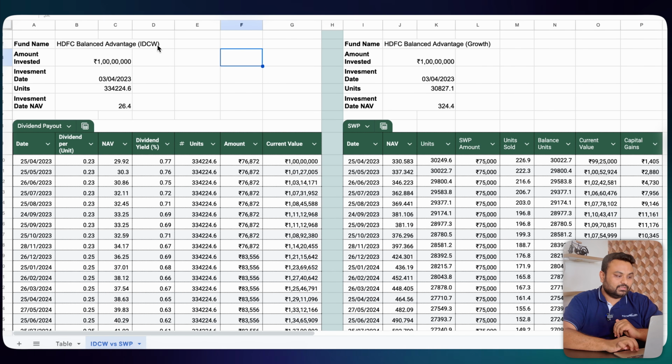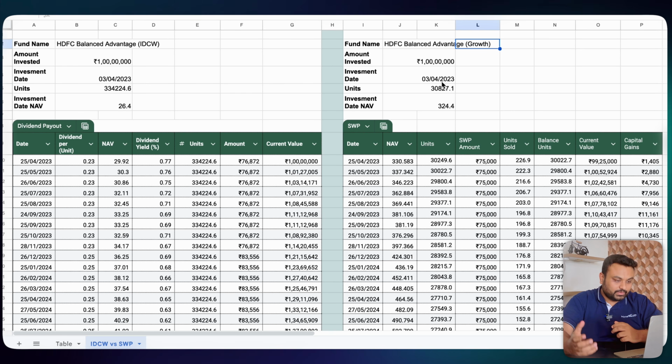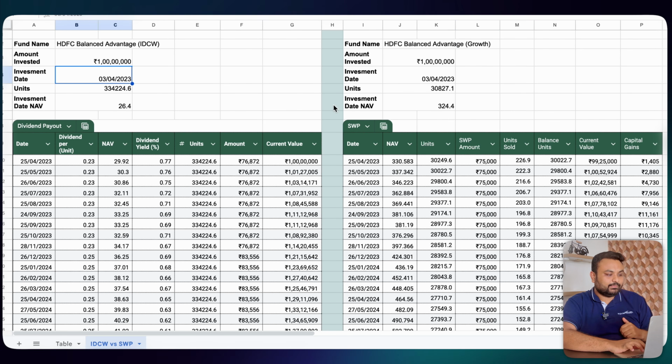So I have taken the IDCW mode, and I've also taken the growth mode, because IDCW will be giving you dividend and growth mode will be used for SWP purposes. Now we have taken an example. Let's say an investment was made into both of these schemes. In both the cases, it was 3rd of April 2023.